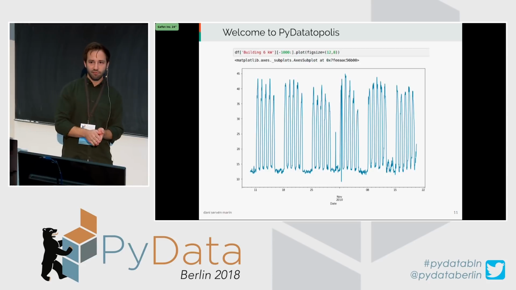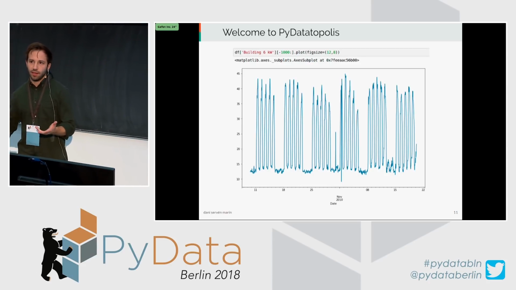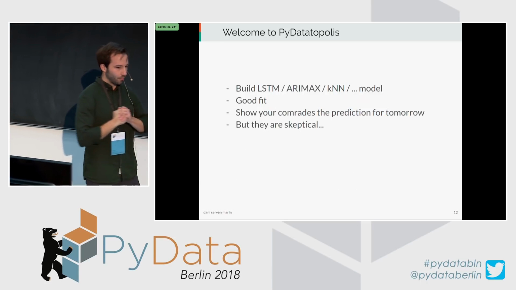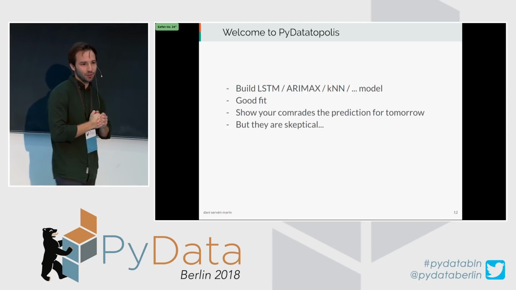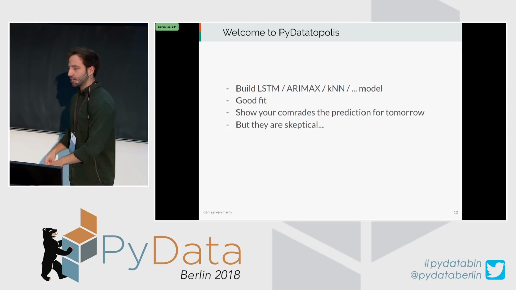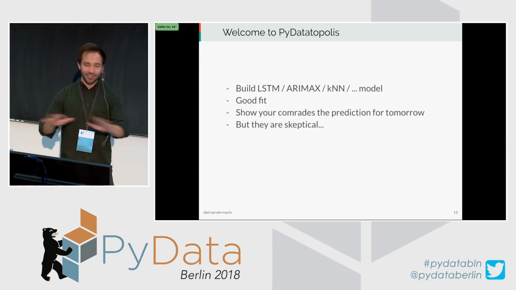So we have these 5 spikes and then a rest period of 2 days. So this corresponds to the weekdays and then the weekend. So we go to our super powerful machine learning toolbox, and we get our LSTMs, our ARMAX, nearest neighbors, RBF, SVM, whatever. We make an awesome model. We get an amazing fit.